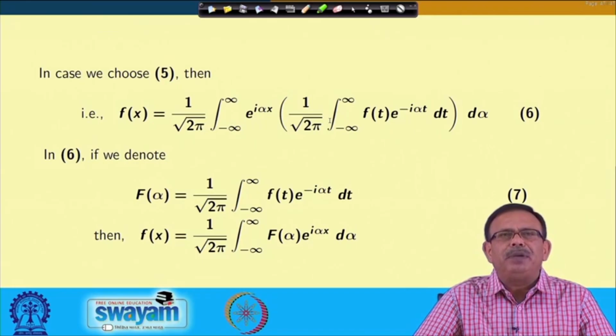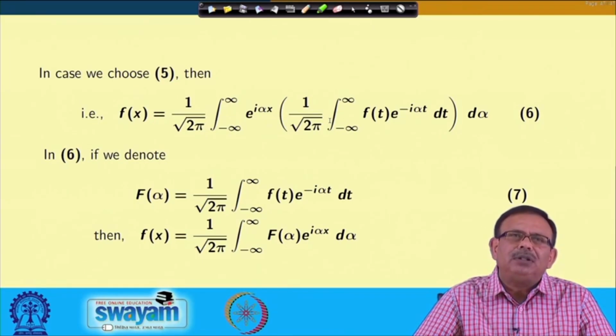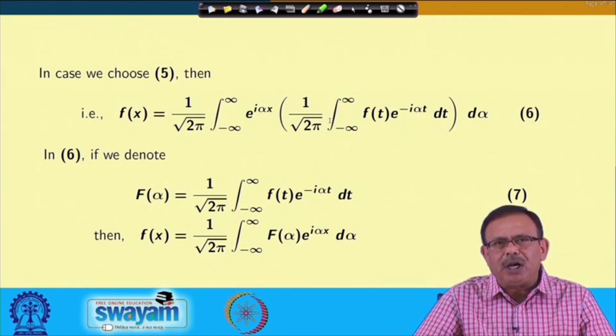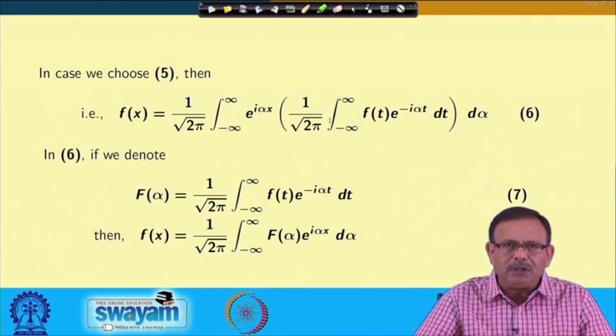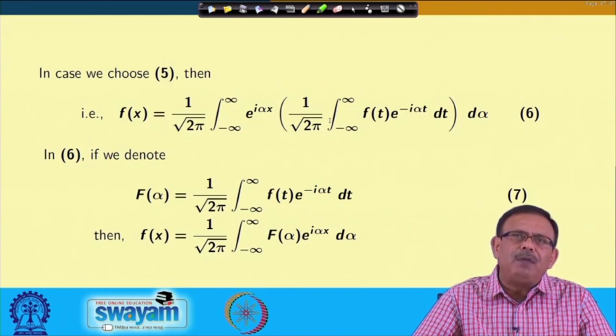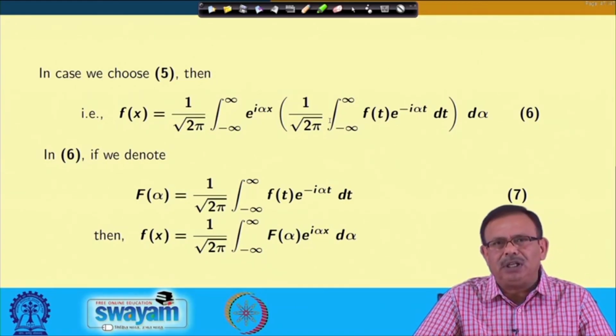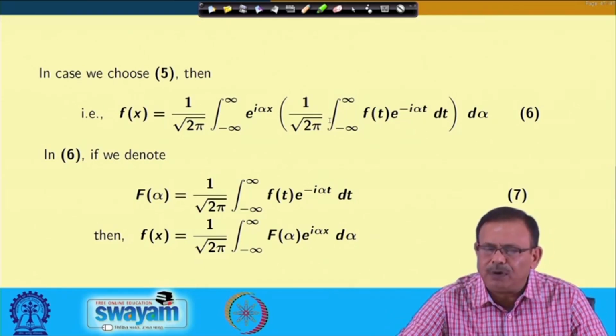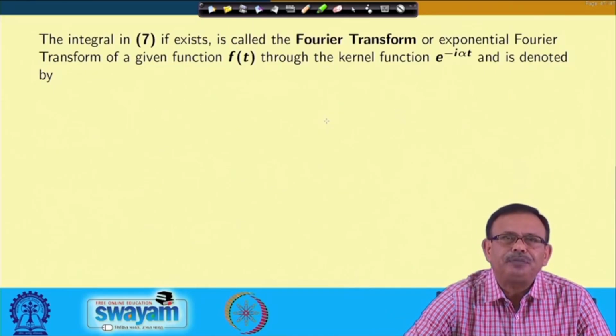Equation 7 is basically known as the Fourier transform of the function f(t), whereas equation 8 tells us the inverse Fourier transform of the function capital F of alpha. So, basically if I know the function f(x), I can find the Fourier transform of the function from equation 7, whereas if I know the Fourier transform of a function, that is F(alpha), the corresponding function or the inverse I can obtain from equation 8.